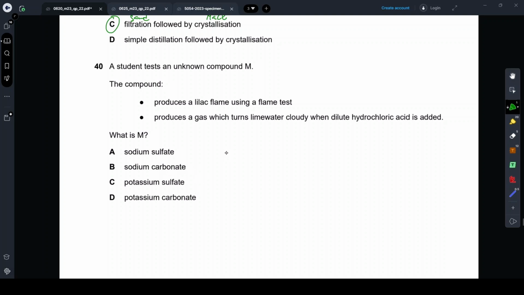Whenever you have lime water going cloudy, milky or white, you've got carbon dioxide. And that means you need a carbon. So it's either B or D. That was the B. Lilac flame is for potassium. In paper 4, they give you the tests, but in paper 1 and 2, like I said, you need to know the tests. And so what you have is K2CO3, potassium carbonate.